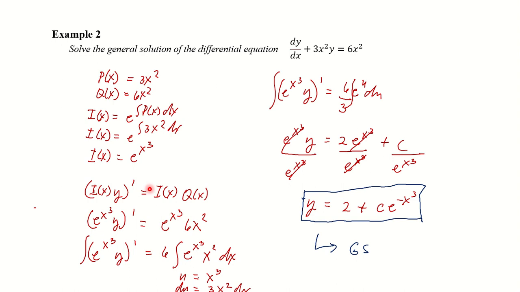You look at the general solution of the first order linear differential equation that can be solved using this equation. The derivative of the product of the integrating factor I of x times y is equal to I of x times q of x. So in this example, our general solution is y is equal to 2 plus c e raised to negative x cubed. Okay.